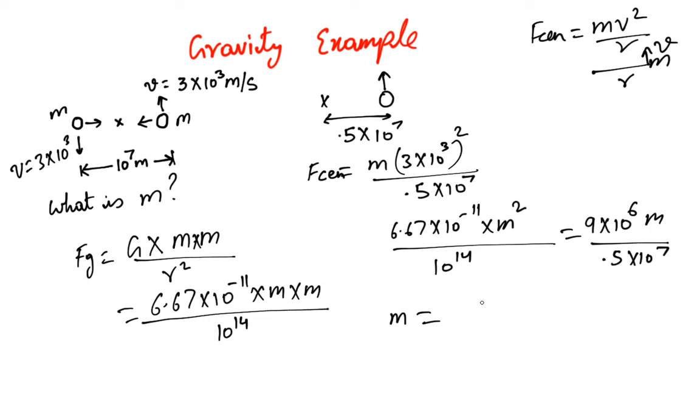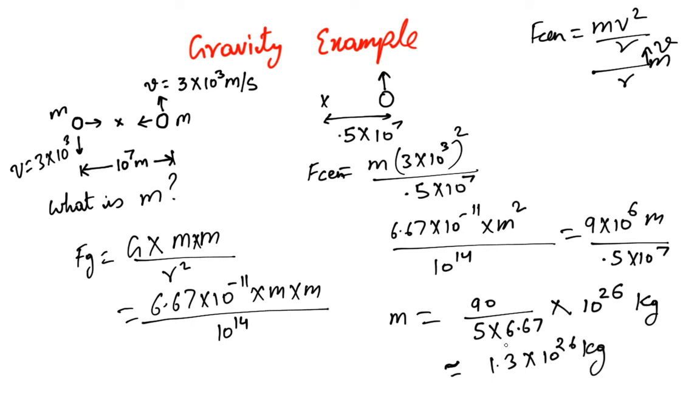Well, it's a long calculation, but let's say it should be 90 divided by 5 multiplied by 6.67 times 10 to the power 14 plus 6 is 20, 20 plus 11 is 31, 31 minus 7 is 26. So 10 to the power 26 kilogram. That's a lot of mass. But anyway, we were just interested in doing a problem. And this looks like it's close to something like 1.3. You can use your calculators and find out the exact answer, but this is something like that.